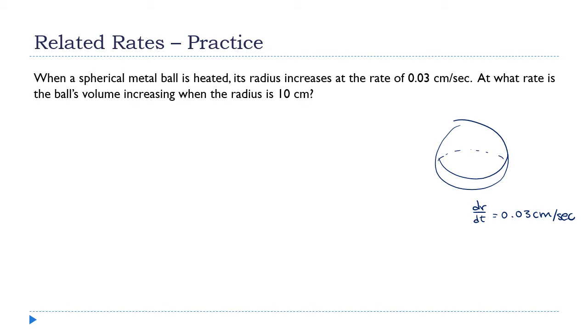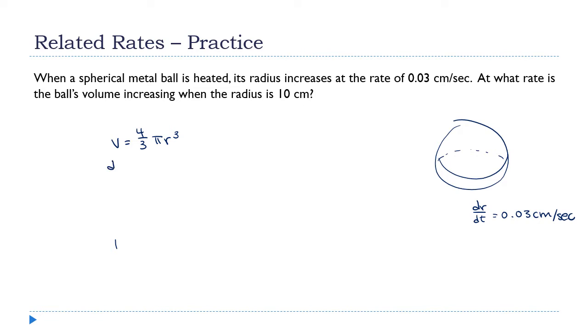Okay, so let's see. I'm going to start with a formula. I'm given information about the radius, and I want to talk about the volume, so I need a formula that relates those two variables. The volume of a sphere is 4/3 pi r cubed. Now remember, V and r are both functions of time: the radius after a certain amount of time, the volume after a certain amount of time. So when I differentiate this, I'm going to do it with respect to time.